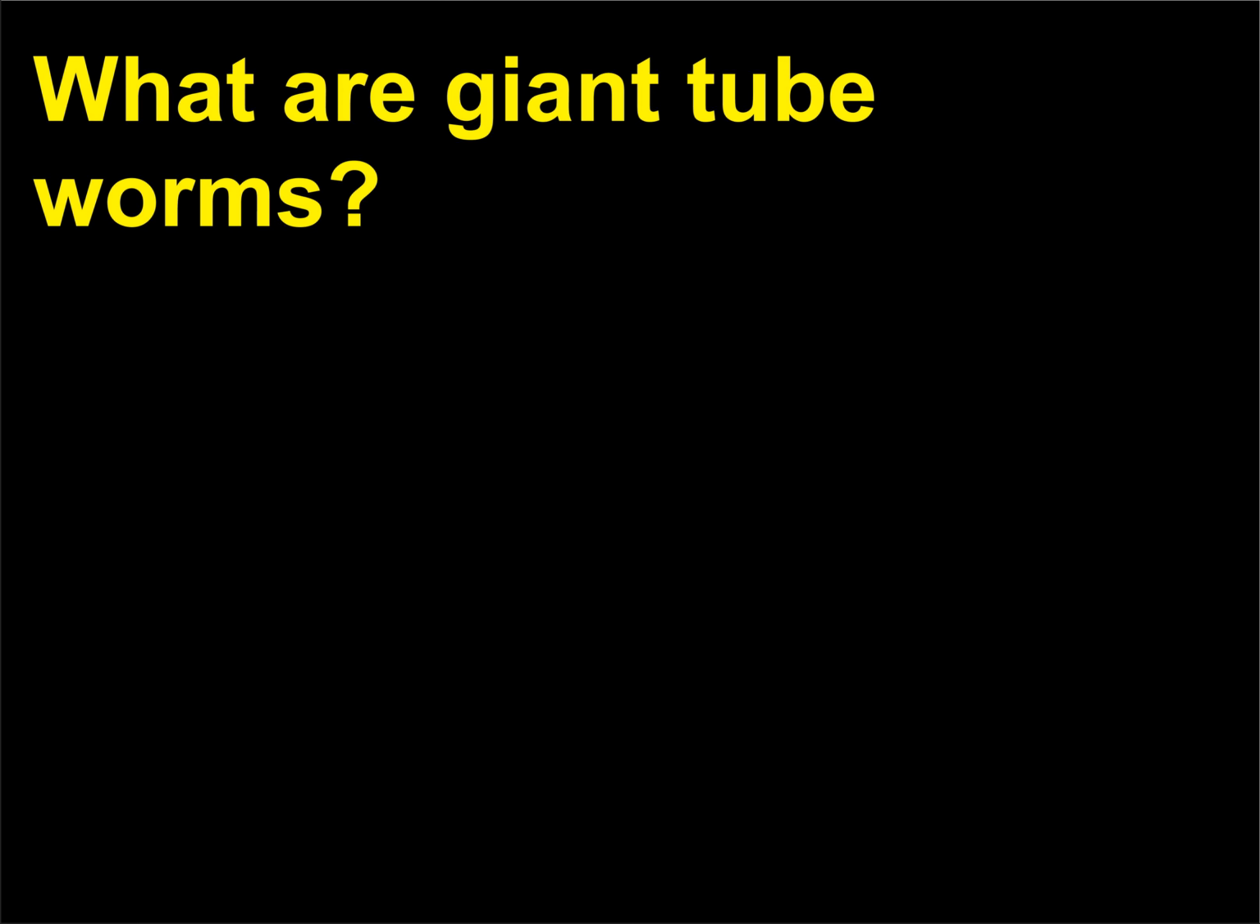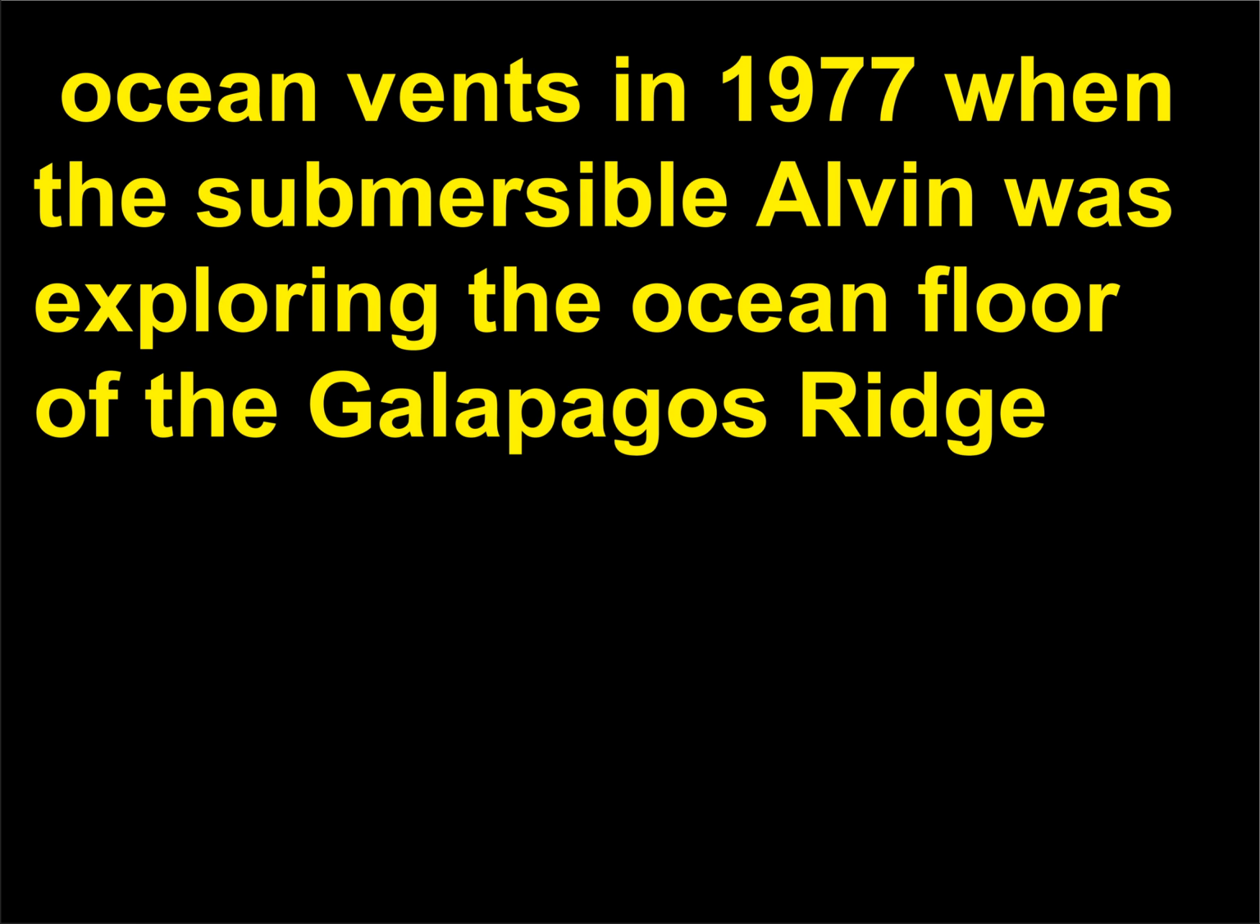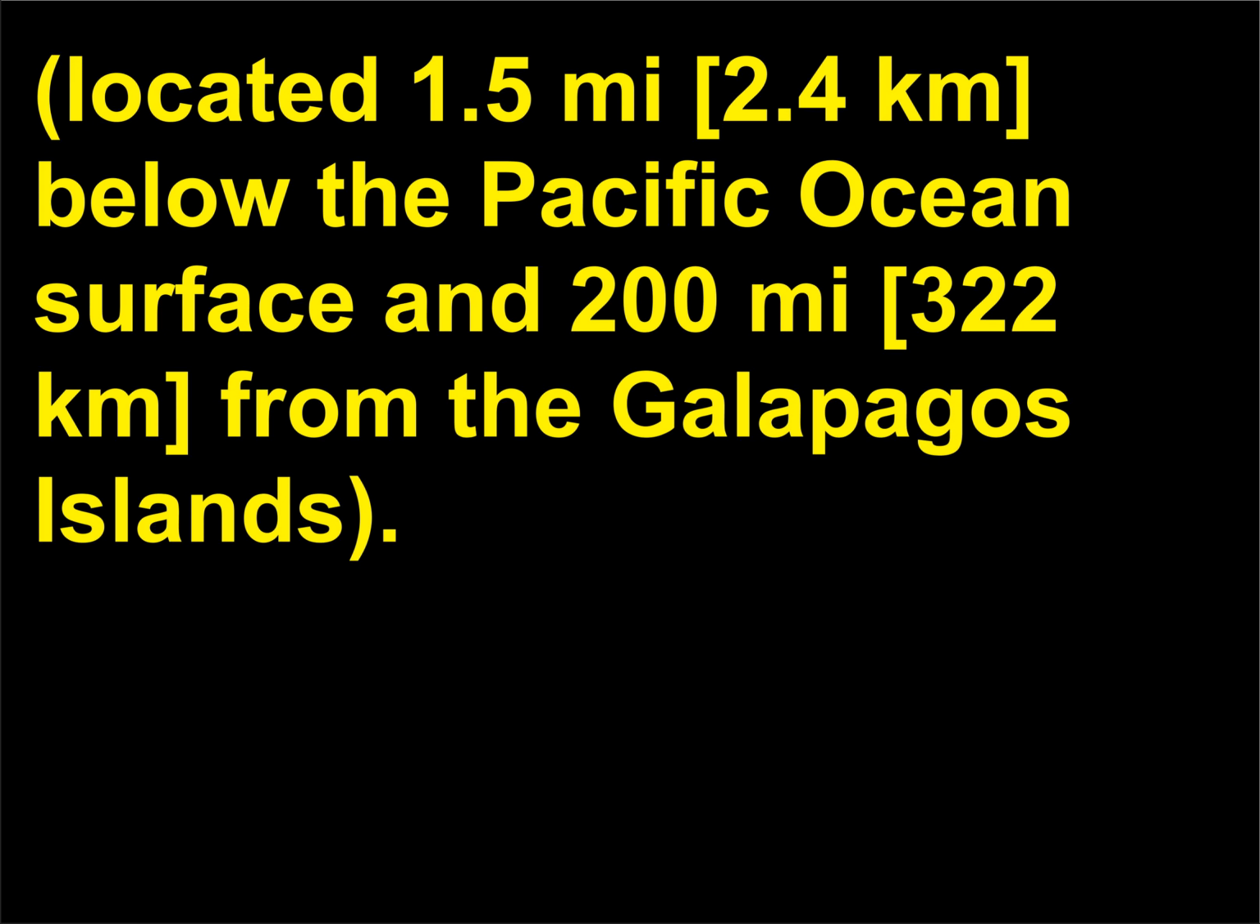What are giant tube worms? These worms were discovered near the hydrothermal, hot water, ocean vents in 1977 when the submersible Alvin was exploring the ocean floor of the Galapagos Ridge. Located 1.5 miles, 2.4 kilometers, below the Pacific Ocean surface and 200 miles, 322 kilometers, from the Galapagos Islands.